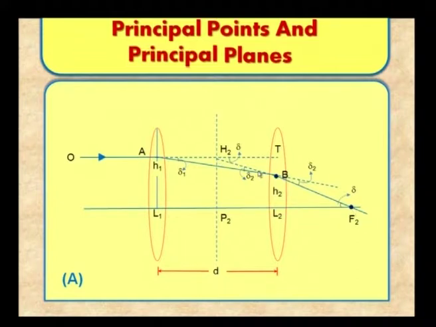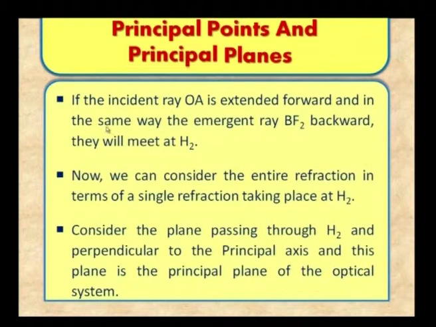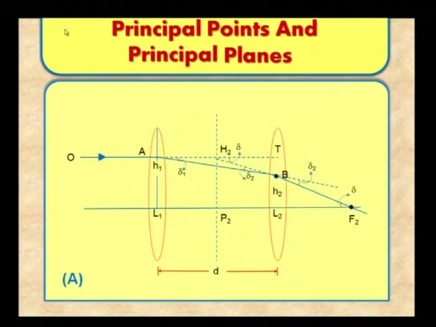So, the point I want to emphasize is, if the incident ray OA is extended forward, the same way the emergent ray BF2 is directed backward, they will meet at H2. That is the point I showed you just now. Now, we can consider the entire refraction in terms of a single refraction taking place at H2. That is what I told you, a single refraction taking place at H2, that is the effective thing, the so called principal plane. Instead of two lenses, you can consider a single plane.